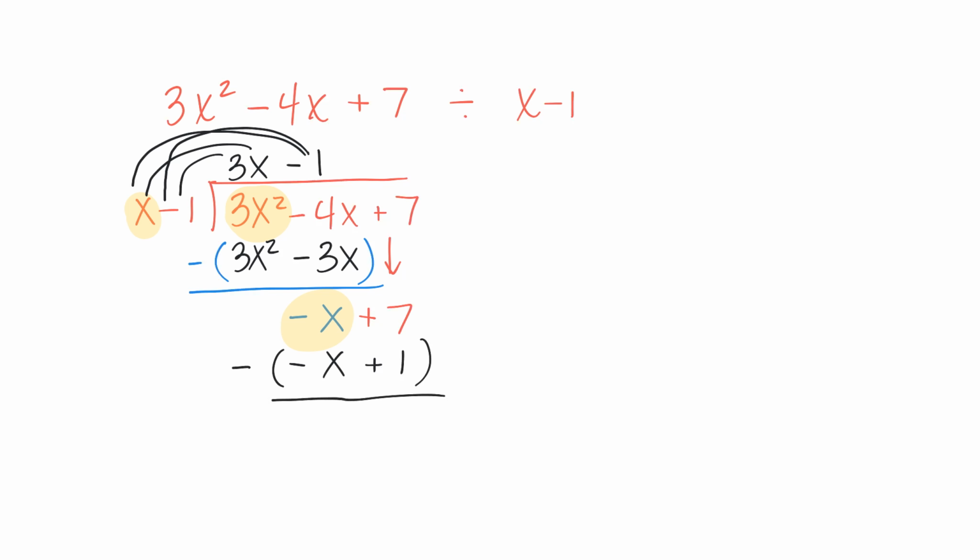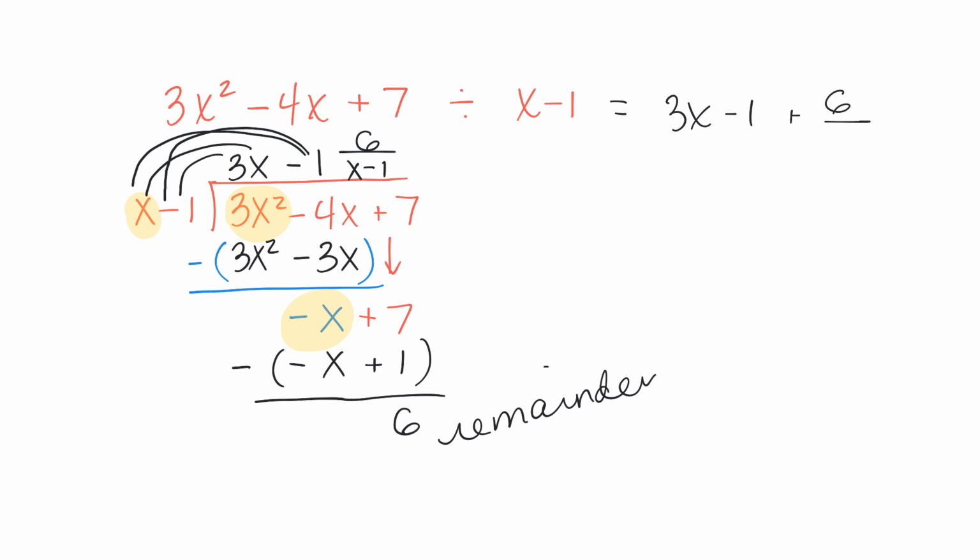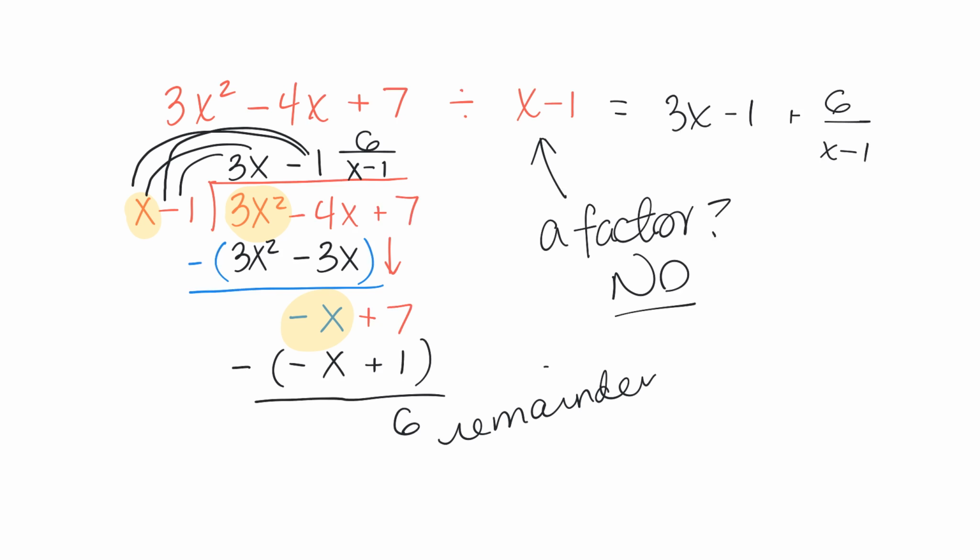Subtract. Do you see now why I've been drawing these brackets? Because now I've got a negative and a negative, right? Okay, so to subtract negative x minus a negative x, remember that's like adding. So negative x plus x is 0. 7 minus 1 is 6. So here's my remainder. And remember, I'm going to put that over what I was dividing by, and what I was dividing by is x minus 1. So the answer to our problem is 3x minus 1. It's a positive 6, so plus 6 over x minus 1. Is this a factor? Is it? Nope, because we got a remainder of something other than 0.